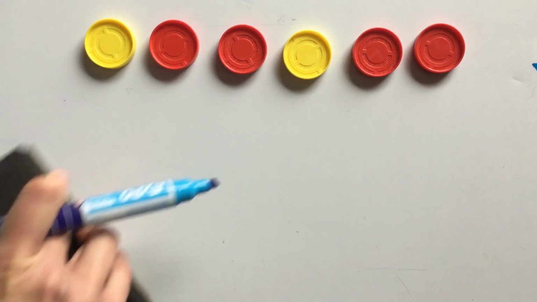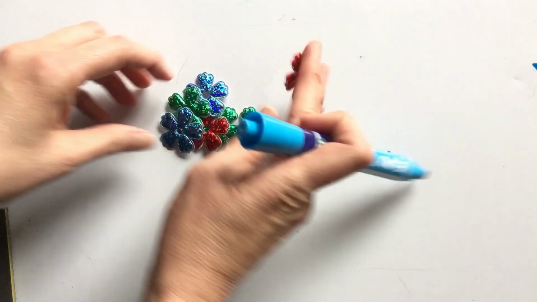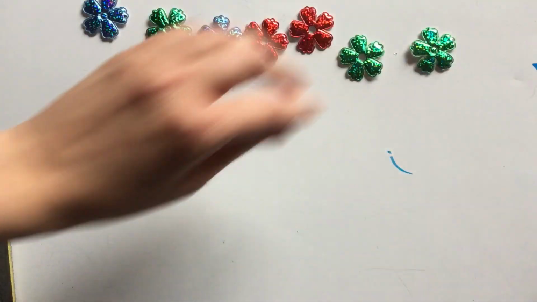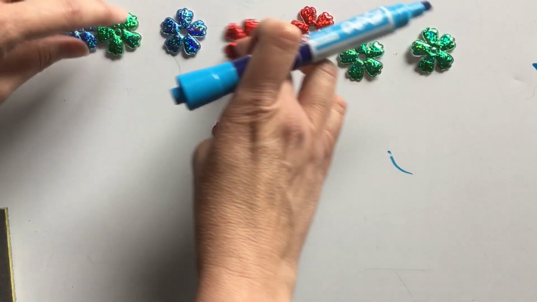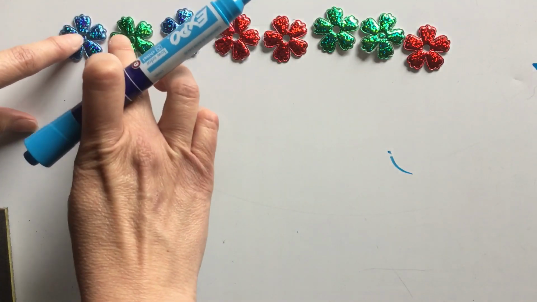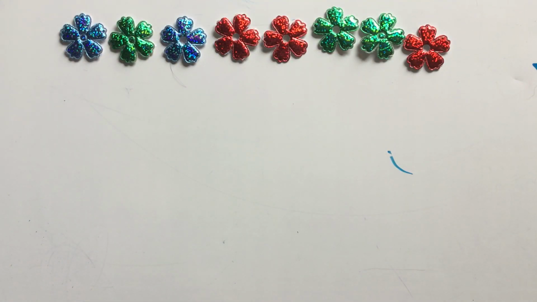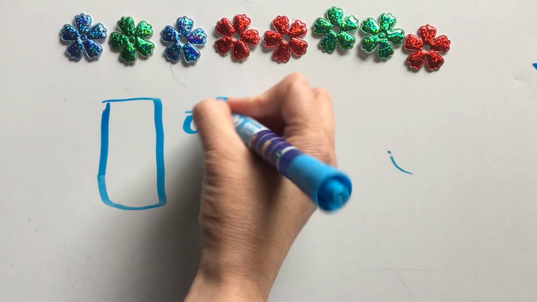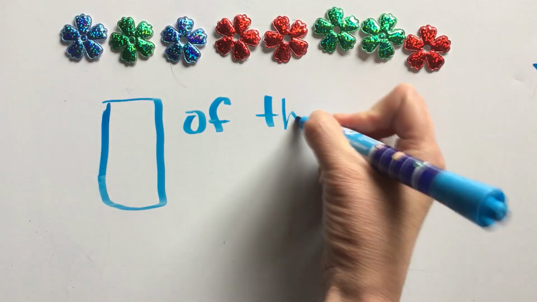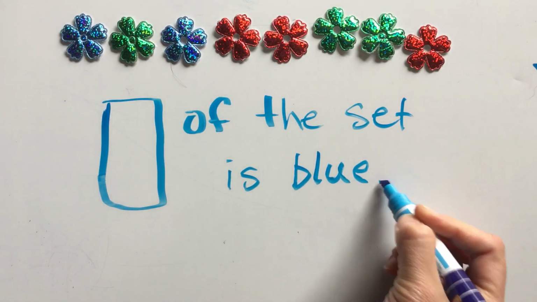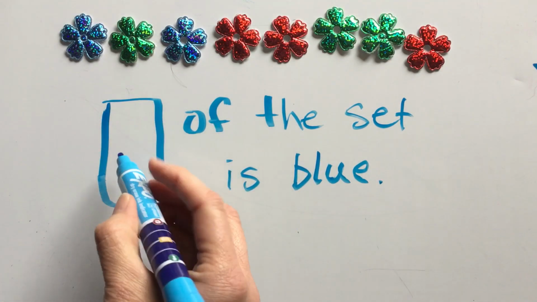Okay, what if we look at something different? Instead of looking at discs from Connect 4, what if I did flowers? Let's take a look at the flowers that we have available here. Okay, I have a collection of flowers in this set. I want to write a fraction statement for one of the colors in the set. How about we focus on blue? So I want to know what is the fraction of the set is blue. There's my fraction statement.